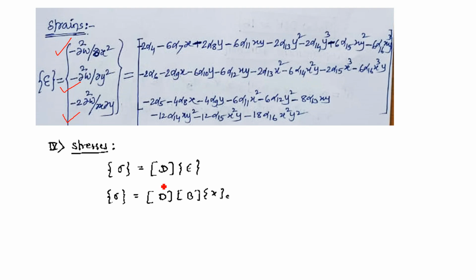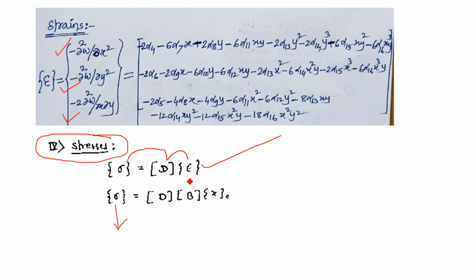Once you find out the strains, then you have to find out the stresses, which you can find out by using the stress strain relationship from the theory of elasticity. Stress is equal to D into strain, where stress is a stress vector, this is strain vector, and D stands for elasticity matrix.